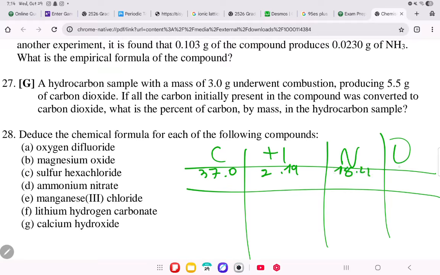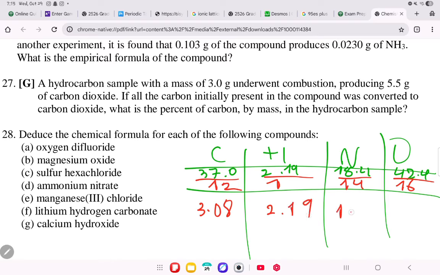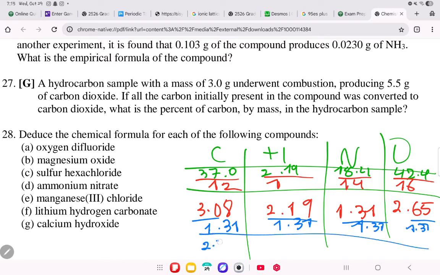By their molar masses, because we're going to consider the total mass to be 100. So we'll divide by the molar mass, 12, 1, 14, 16, and we will get moles. So this is going to be 3.08, 2.19, 1.31, and 2.65. And just by this, we'll be able to find the number of moles. Now we divide everything by the simplest ratio. So divide by 1.31, 1.31, 1.31, and 1.31. And we will have 2.35, 1.67, 1, and then we will have 2 over here.